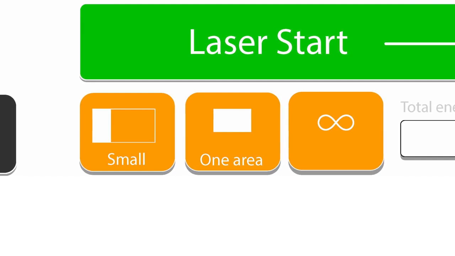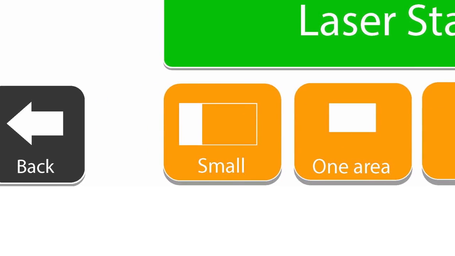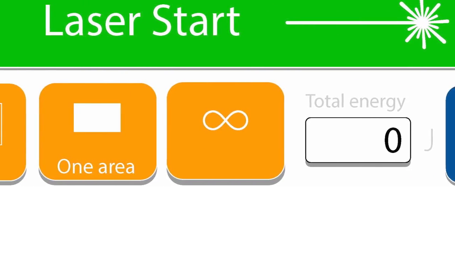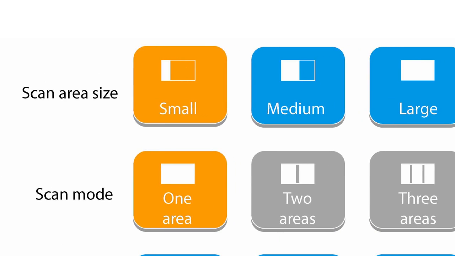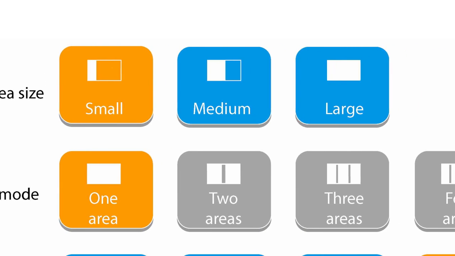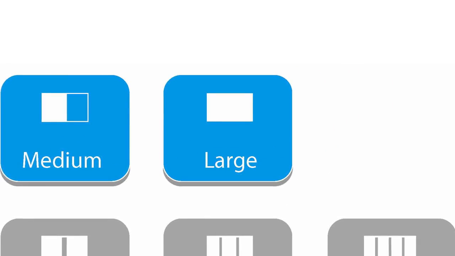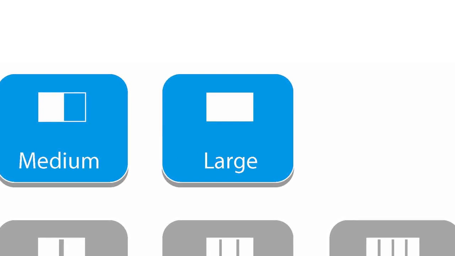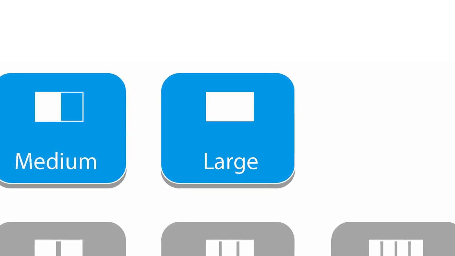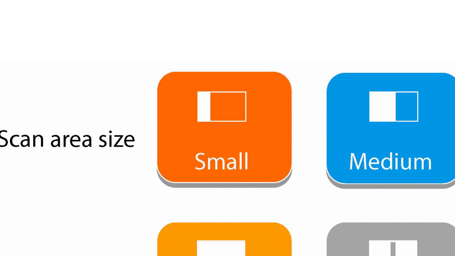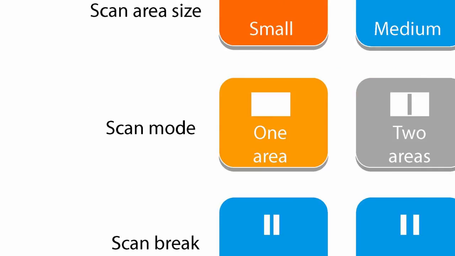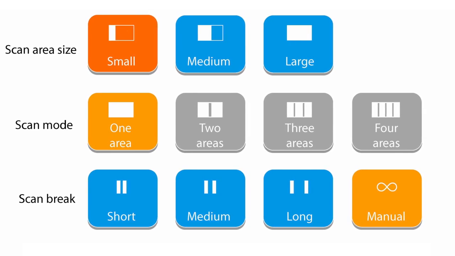Next, click those orange buttons to modify the scanning parameters for each individual situation. You can adjust the size of the treatment area depending on the body part. The large scan size is perfect for large areas, like a back, but we're going to treat a mouth, so let's choose small.